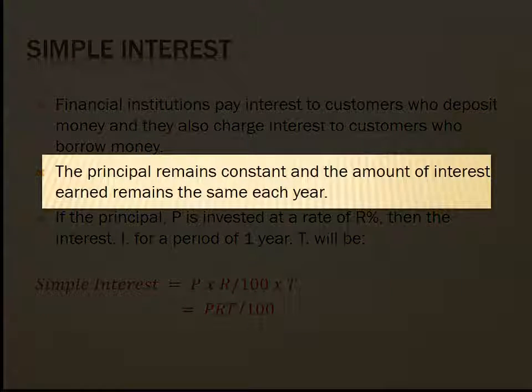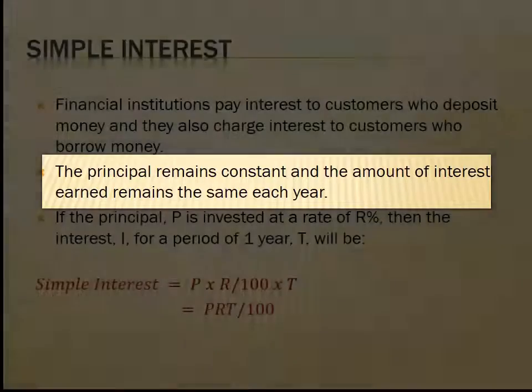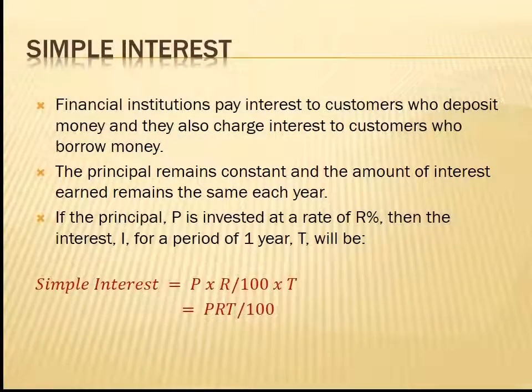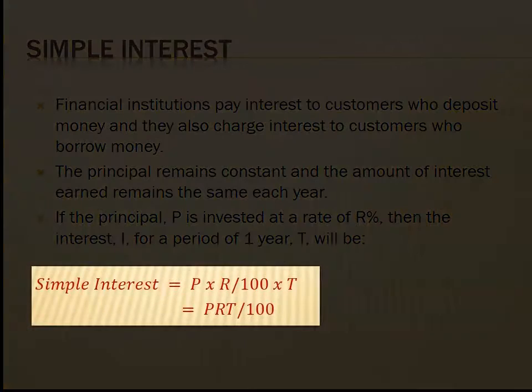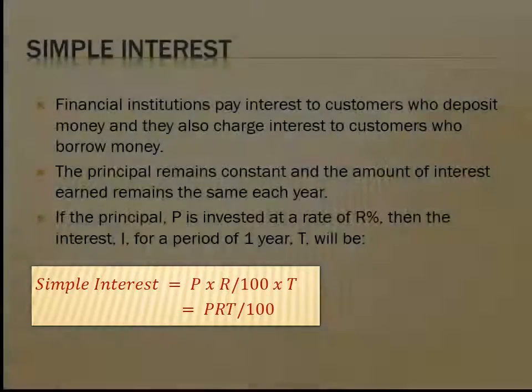When calculating simple interest, the principal remains constant over the period of the loan, and the amount of interest earned or charged remains the same each year. So if the principal, P, is invested at a rate of R%, then the interest, I, for a period of 1 year will be principal times rate over 100 multiplied by time, which can also be written as principal by rate by time over 100.